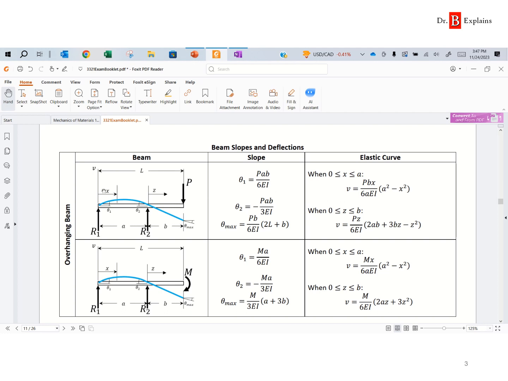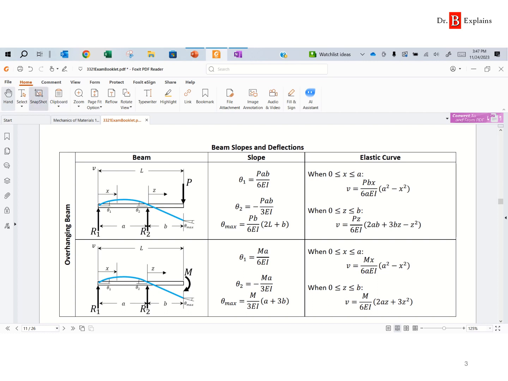So always look at the figure over here, and we see that x is the distance from the left-hand support going towards the right, and it has a maximum of little a, where little a is the span between the supports. So again, the first equation over here covers the deflection at any point between the supports. The second equation over here is a function of z. Z here starts at the right support and extends towards the end of the overhanging portion, right? So we want the deflection anywhere between the last support and the tip of the beam. We're going to use the second equation. And so this is the one that we'll need to use.